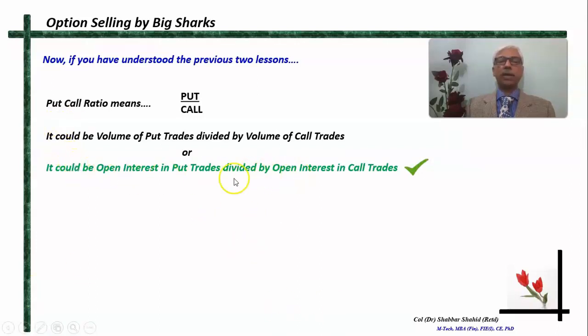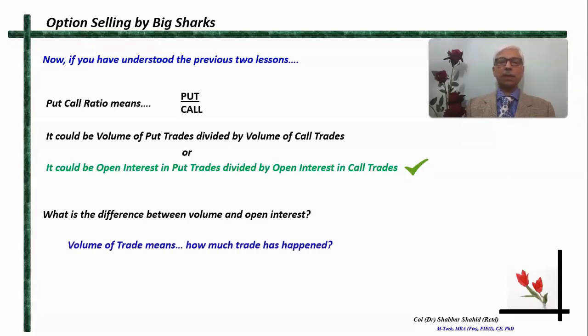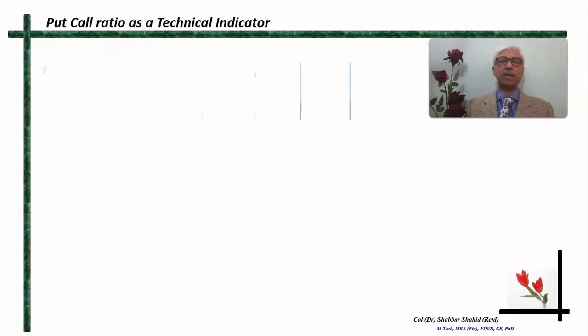Normally we would go by open interest based put call ratio. I'll explain to you why is that. Now you'll ask me what is the difference between volume and open interest. Quite simple. Volume of trade means how much trade has happened over that given period of time. And open interest means actually how much trade is open at that moment of time. Don't worry, it is not that difficult.